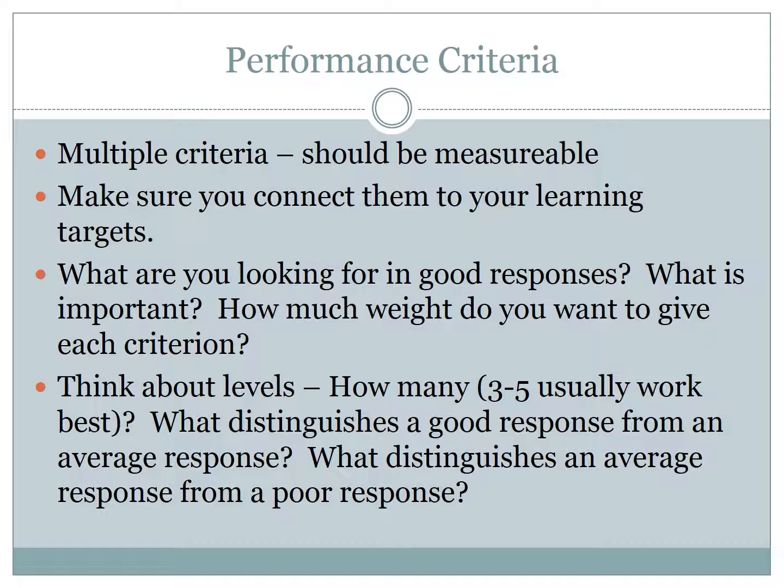Once you get below 3, you lose the ability to grade finely, and so things get lumped together. But more than 5, it just becomes very complicated. Think about what distinguishes a good response from an average response, and an average response from a poor response. And then you're going to word each cell in the rubric so that you can clearly slot the project into one or the other.